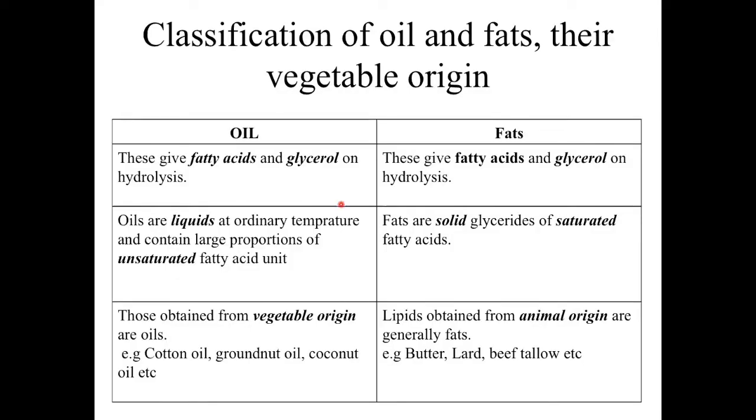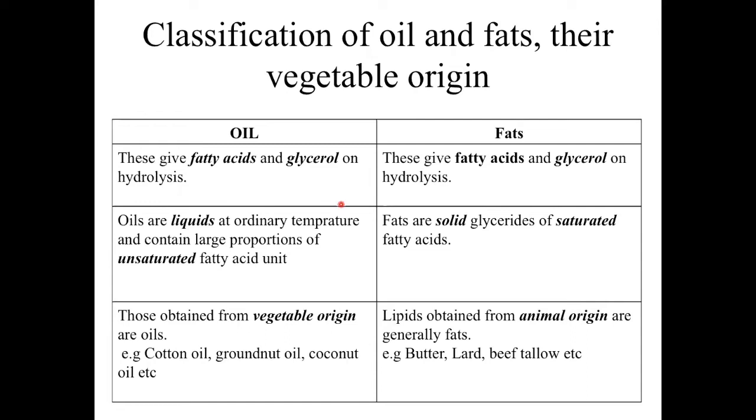Here I am showing the difference between oils and fats. What are the differences between oils and fats? On the basis of the differences, I can present a better way to view fats and oils. Oils give fatty acids and glycerol on hydrolysis. Remember, oil on hydrolysis always gives fatty acids, that means carboxylic acid, and glycerol. Fats are those that give fatty acids and glycerol on hydrolysis. That means this point remains the same for both oils and fats.